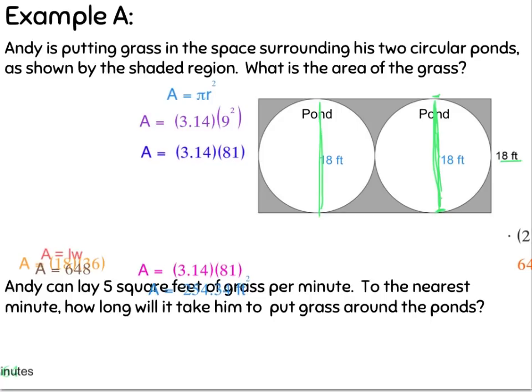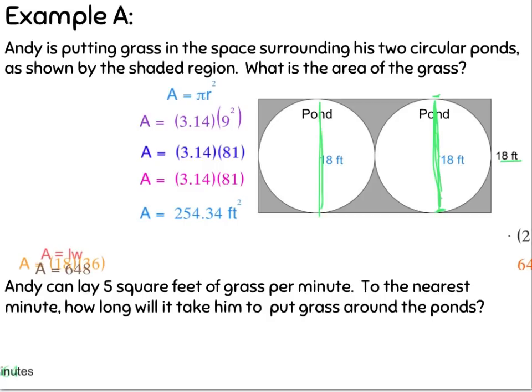So I've got my 3.14 times 81. Then I'm going to multiply them together, and when I do that, I get area equals 254.34 feet squared once I round. So that tells me how much one of my circles is.